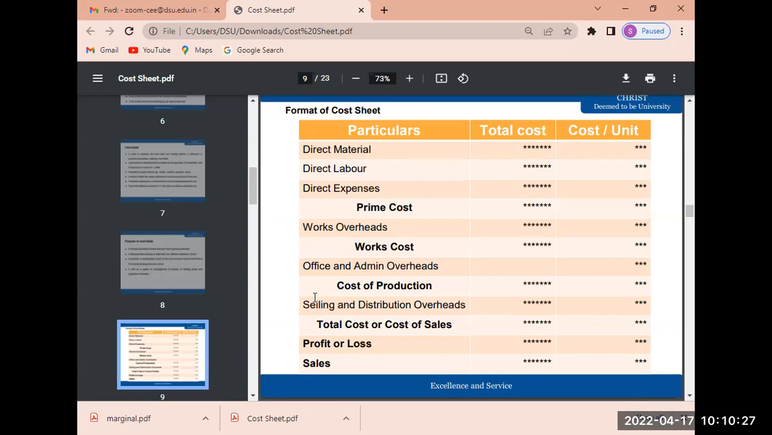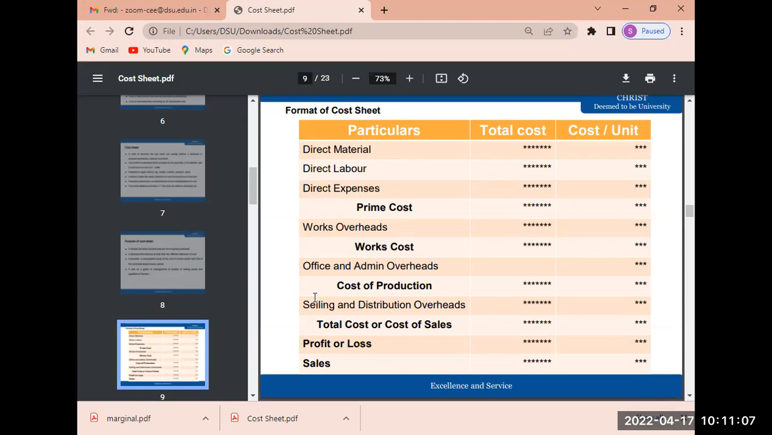So indirect expense, indirect labor, and indirect material which is used in the factory, any indirect material, any indirect labor, any indirect expenses that are there in the factory, should be called factory overheads. If I add the factory overheads with the prime cost, the total should be called works cost. Works means workshop. Workshop means what? The place where we are making something.